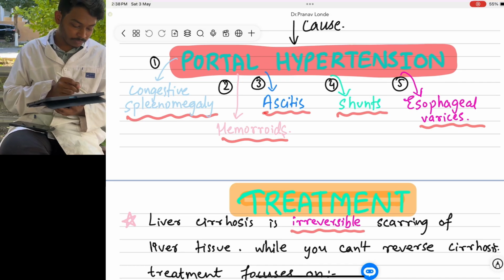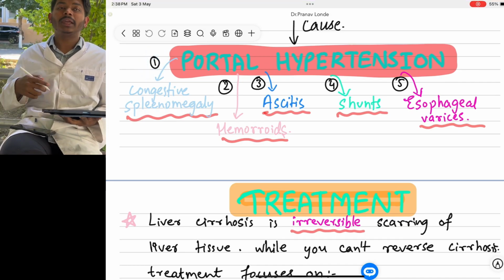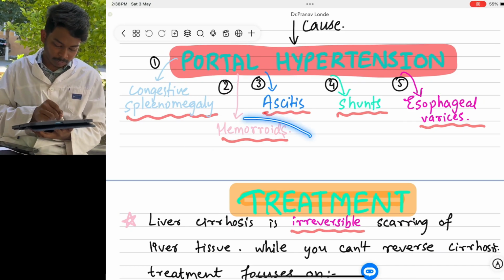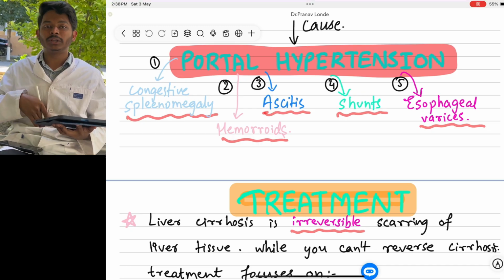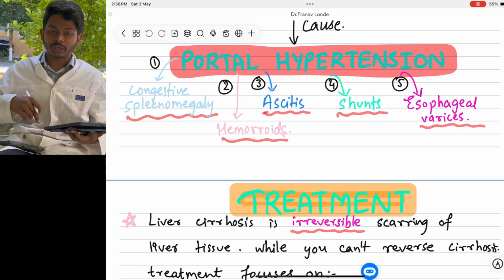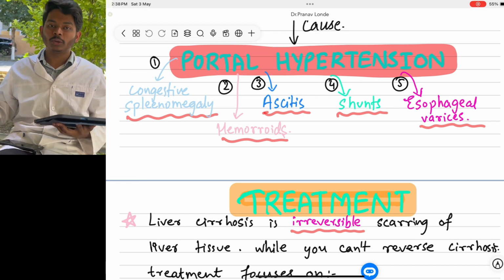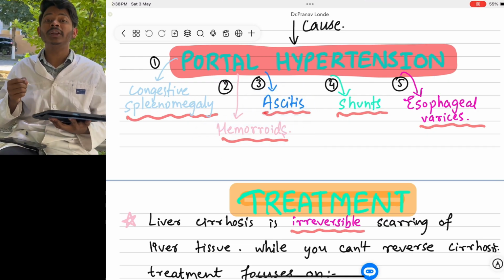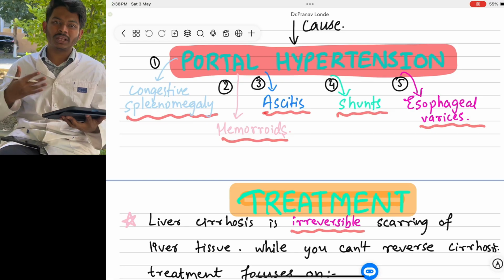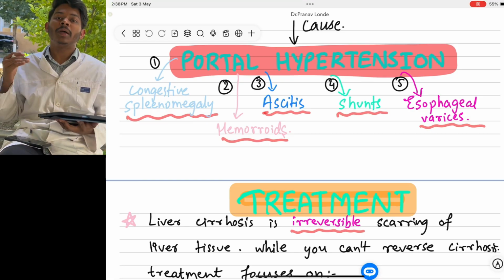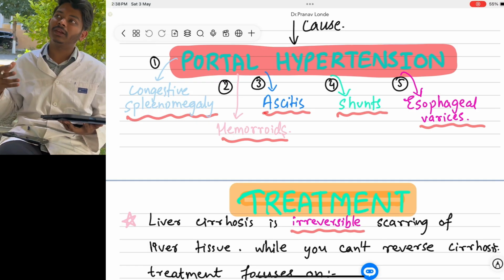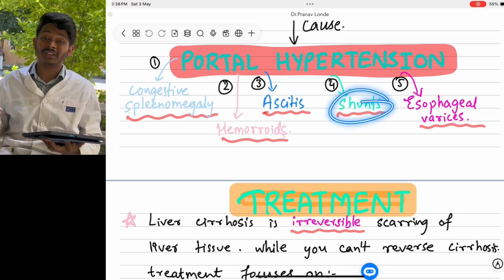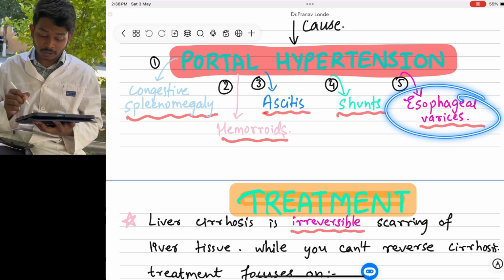What are these types? First, the blood supply may go to the spleen, excessive blood, and it may cause congestive splenomegaly. Second is hemorrhoids. Our blood vessels are connected to the GIT, so from the stomach through the intestine, it can go to the anal canal, where it can form hemorrhoids. Next is ascites. Ascites means fluid retention in our stomach. There will be fluid accumulation in our stomach. So when we try to percuss the abdomen, we can feel a dull sound, as fluid accumulates in the stomach. Next is shunt. Shunt can also occur, but the main important one is esophageal varices.